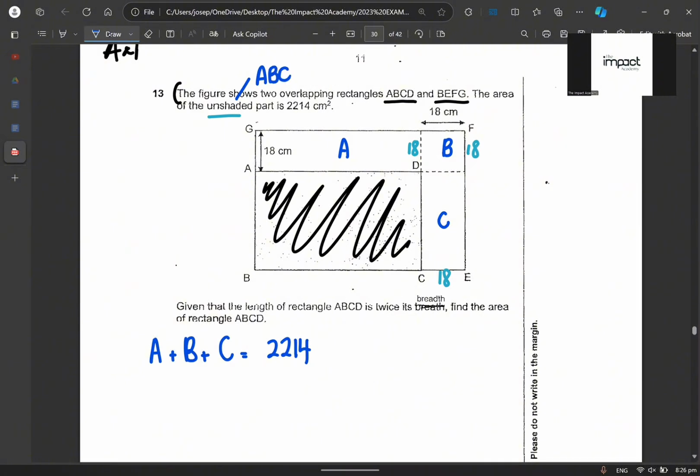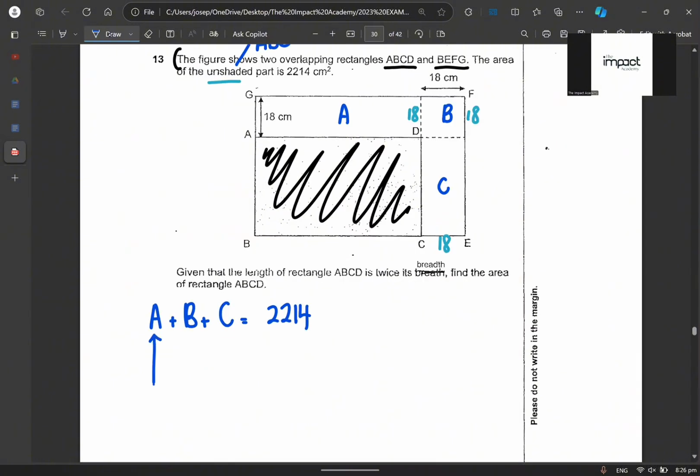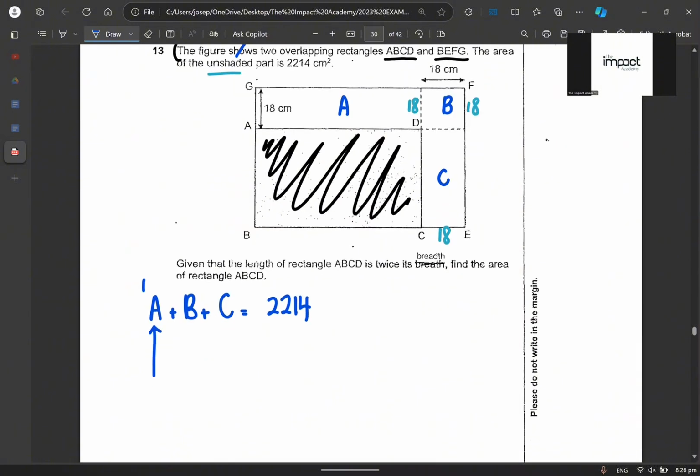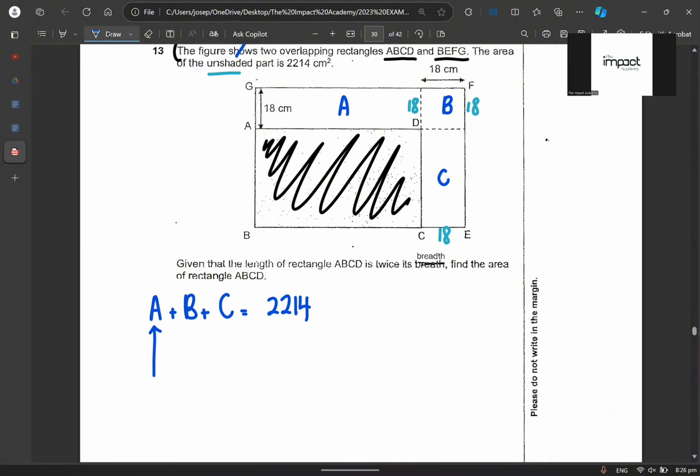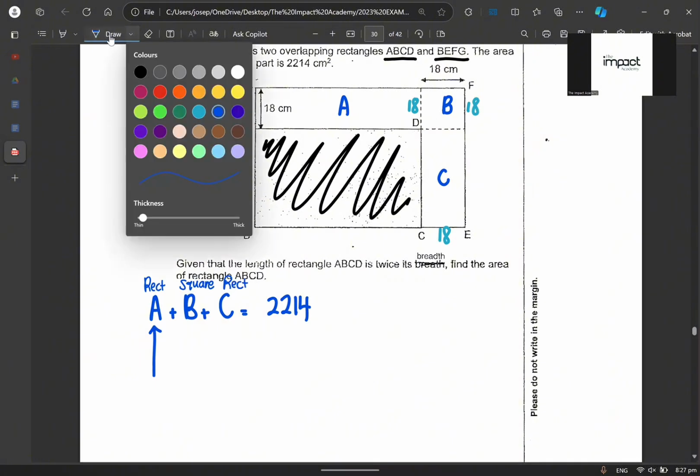Are you understanding or not understanding? Okay, let's talk about A first. How do I find A? A is a rectangle. Agree or disagree? Okay, A is a rectangle. So let me just quickly write down A first. We can say that A is a rectangle. B is a square. Agree or disagree? C is also another rectangle. Make sense or don't make sense?